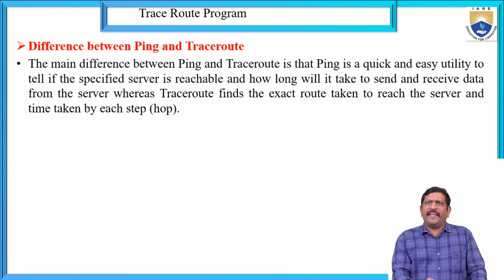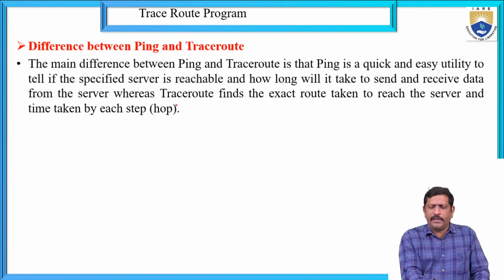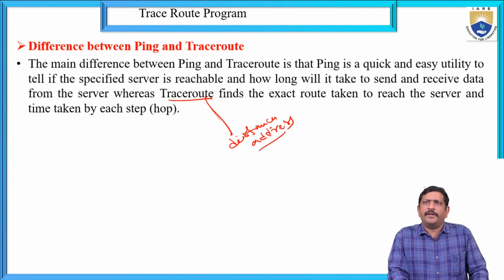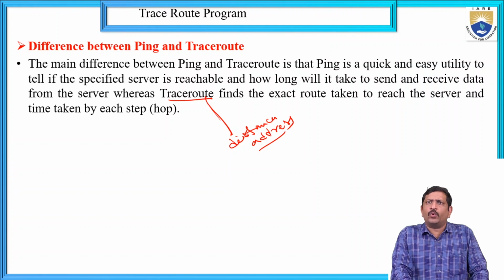Whereas traceroute is mainly about finding the destination address. It shows the exact route taken to reach the server, and the time taken or time delay can be specified.